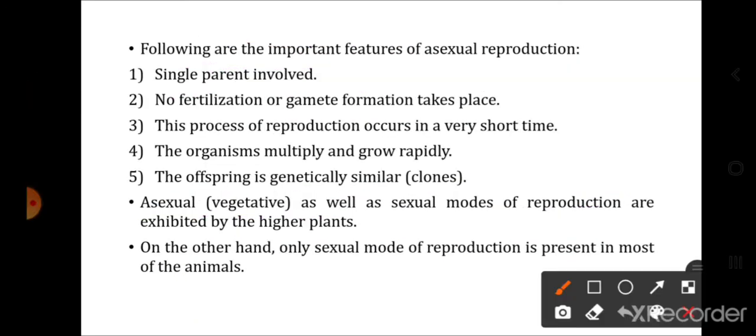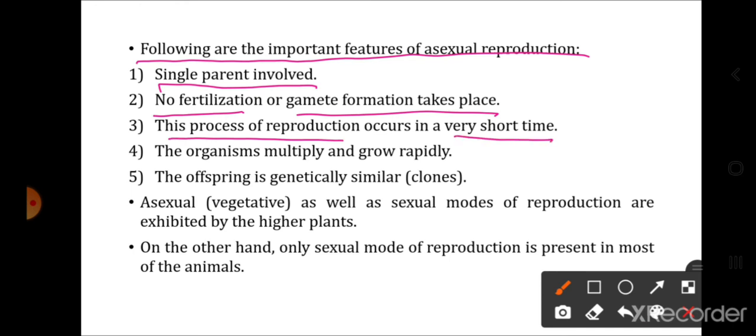So, from this, the general conclusions derived regarding asexual reproduction are the following important features. Single parent involved, no fertilization or gamete formation takes place, the process of reproduction occurs in a very short time, the organisms multiply and grow rapidly, and the offspring are genetically similar, that is, they are clones. So this is the brief conclusion regarding asexual reproduction.